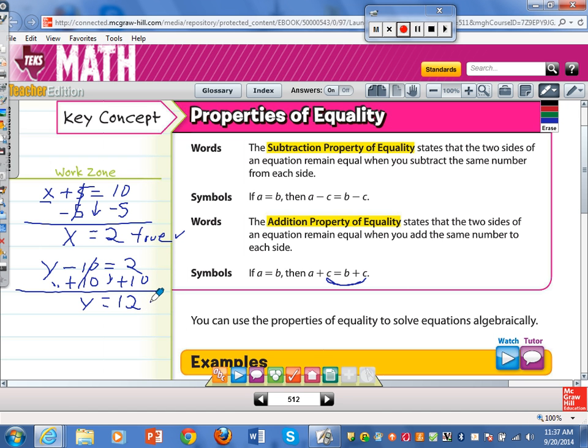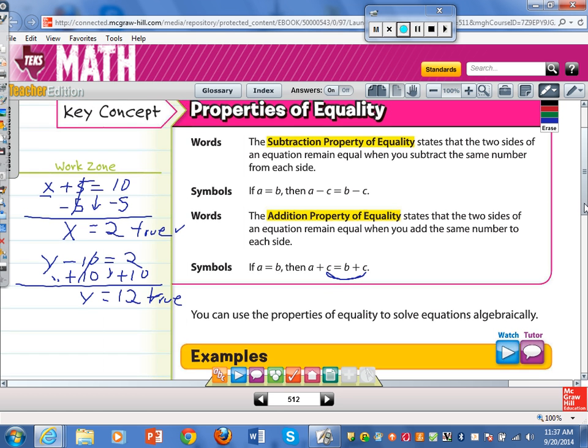And to check that, you can substitute this 12 in for y here. What is 12 minus 10? 2. Is 2 equal to 2? Yes. So this statement is true. So now we know that y is equal to 12. That's how you use the addition property of equality. Let's go ahead and do 2 examples so you can understand this better.